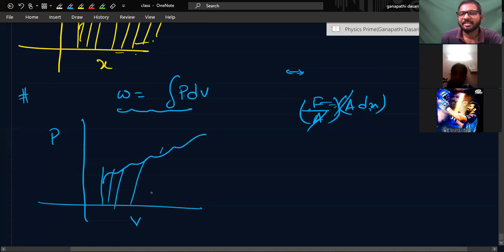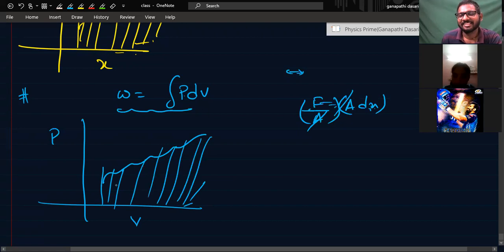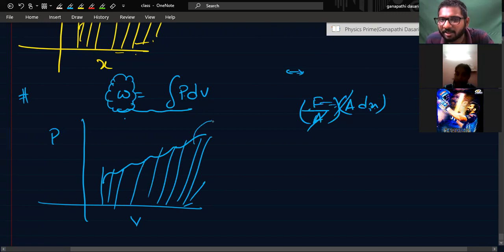Again, a P-V graph will be there. Area under the P-V graph is what? Work done. You got it, Varun? You solved these questions or not? The P-V graph area, when you're writing for board exams at least. Yes, sir.